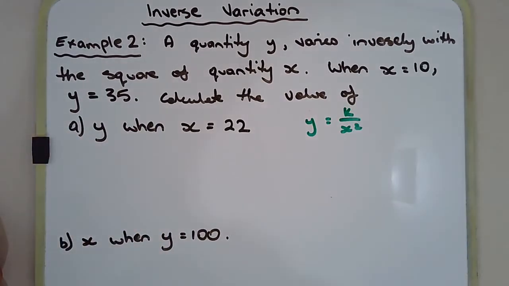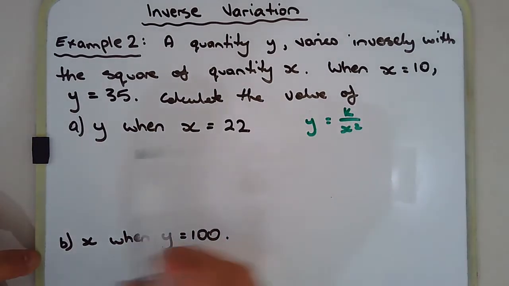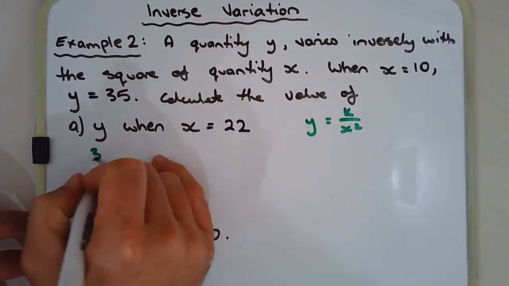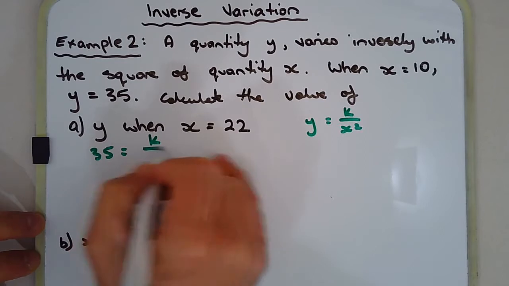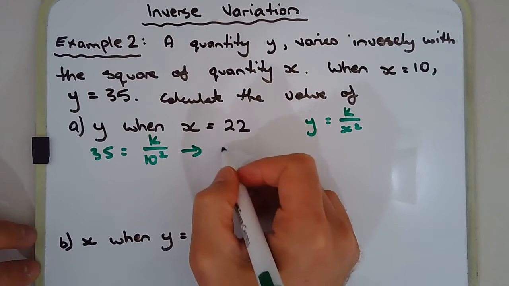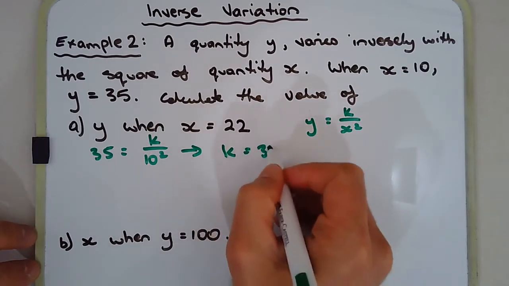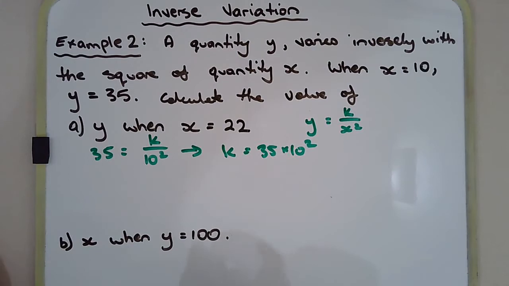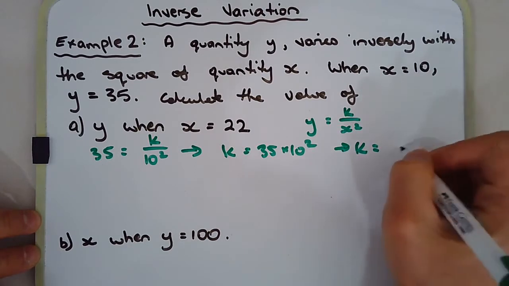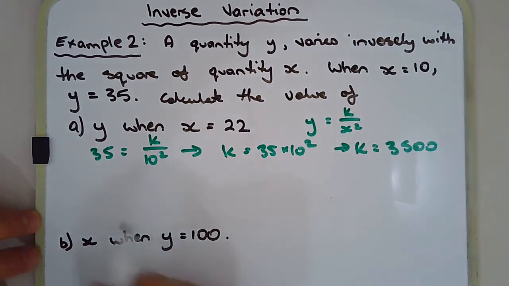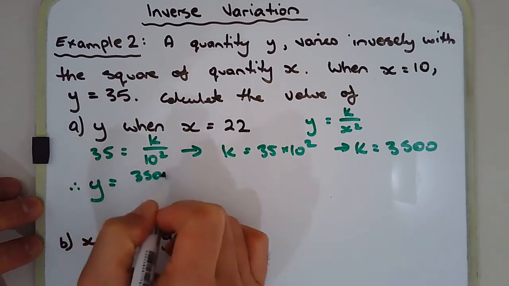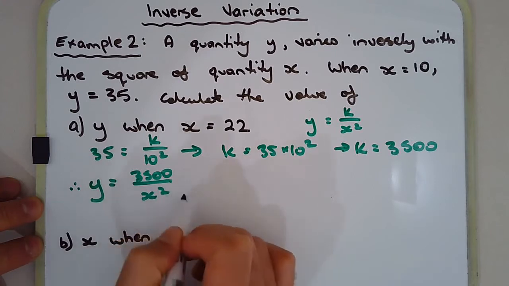So let's solve for k first of all. y is 35 when x is 10, so 35 is equal to k over 10 squared. Solving for k, k is equal to 35 multiplied by 10 squared, so that's 35 times 100. So k is equal to 3,500. Therefore the variation equation is y is equal to 3,500 over x squared.